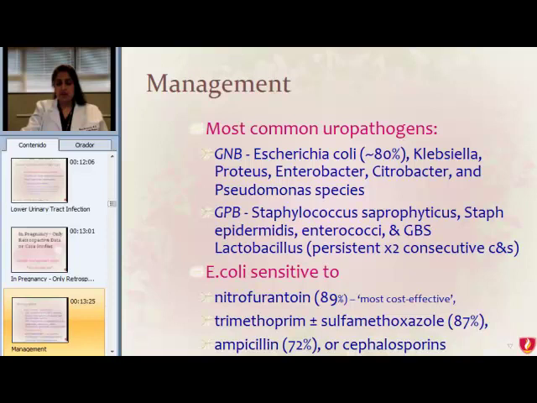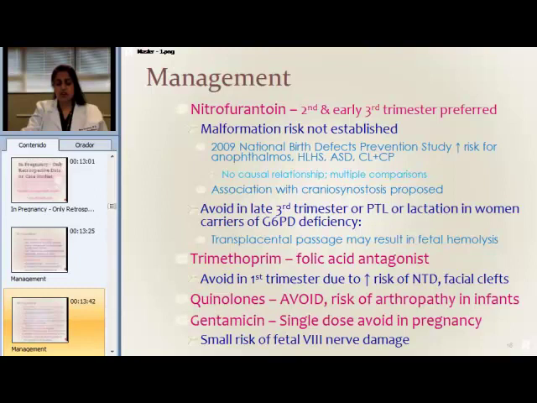The most common uropathogen in pregnancy is E. coli, and nitrofurantoin, Bactrim, ampicillin, cephalosporins have all been used. Nitrofurantoin in one study was shown to be most cost-effective. However, I wanted to make you aware of the recent literature available on the nitrofurantoin use, especially in the first trimester, in the 2009 National Birth Defects Prevention Study. It showed first trimester use of nitrofurantoin resulted in an increased incidence of anophthalmos, hypoplastic left heart syndrome, aortic septal defects, and cleft lip and palate.